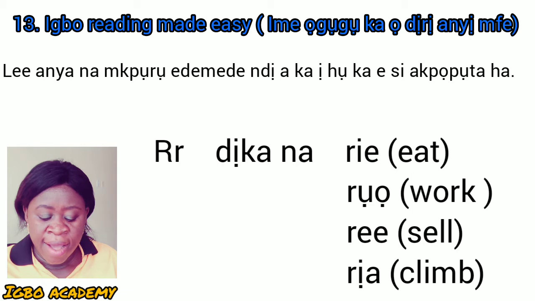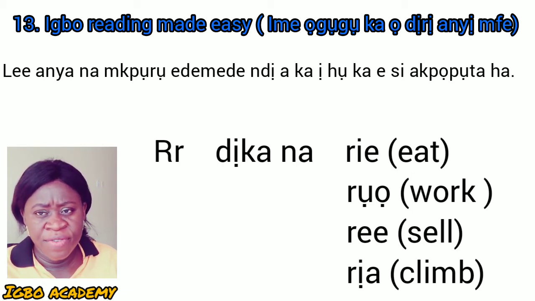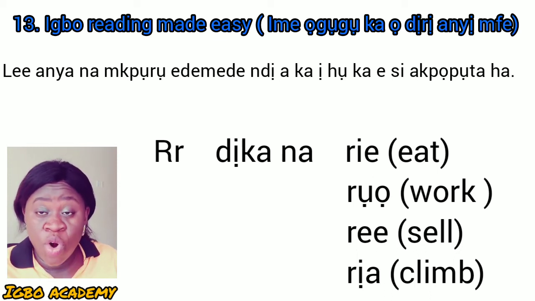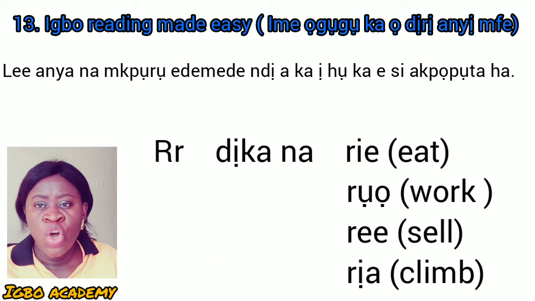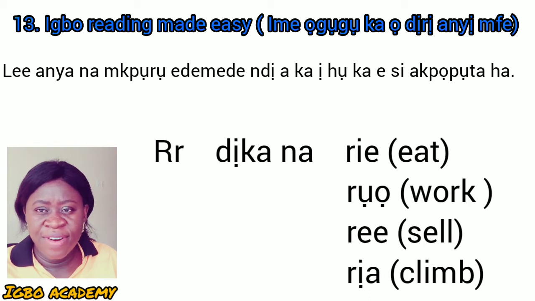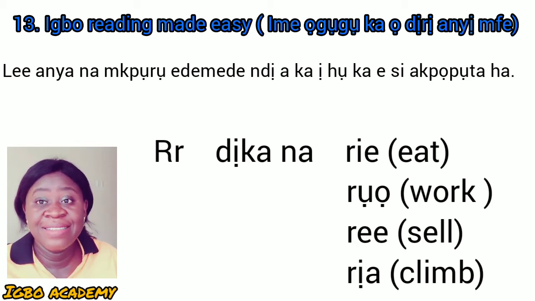R, dịka na rie, eat. Rie, eat. Raw, work. Re, sell. Dịrị afịa. If it's other places, you say dịrị ahịa. So to go and sell your market.